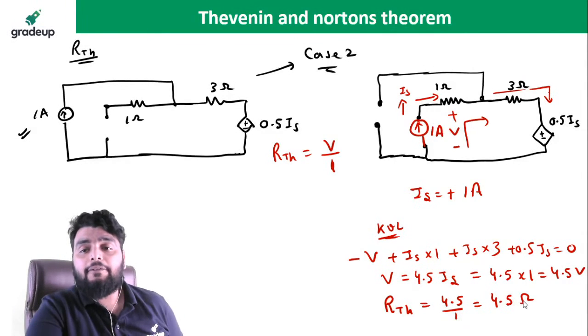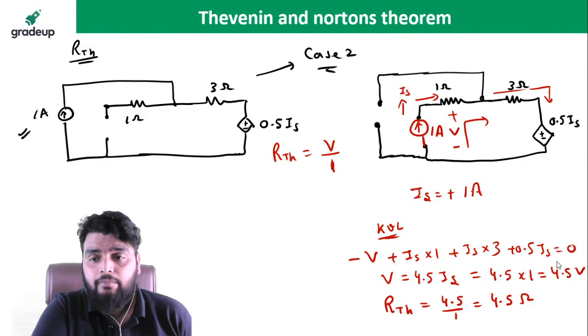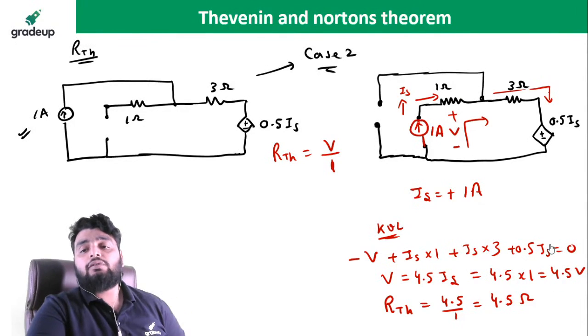RTH becomes 4.5 ohm. Okay, guys, ask me doubts.